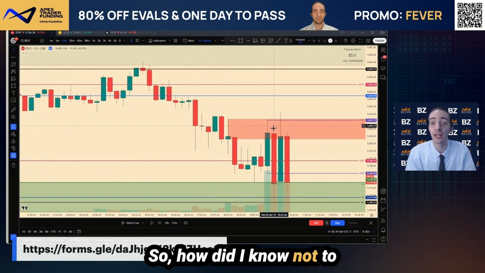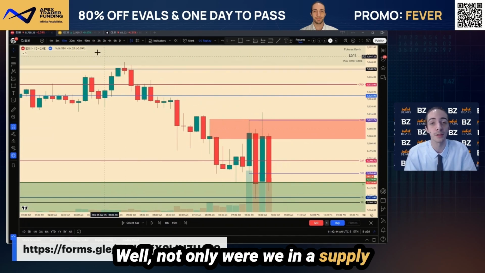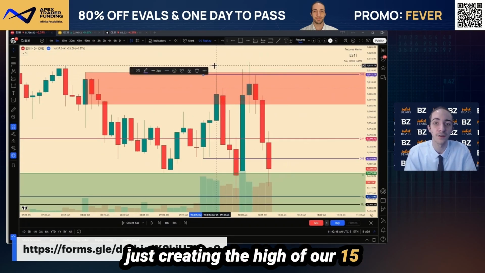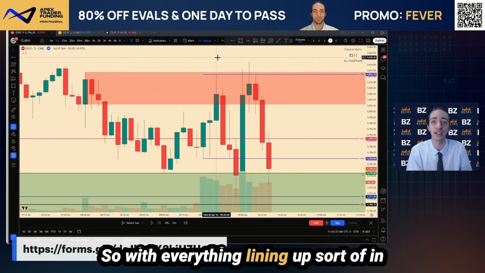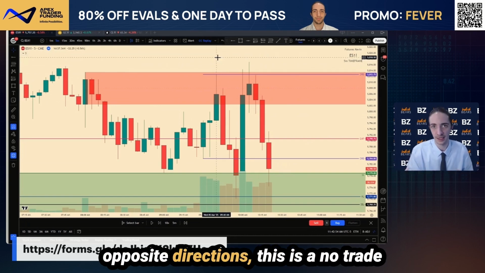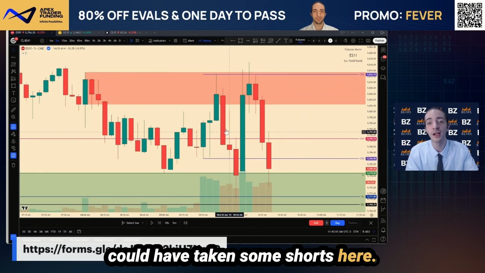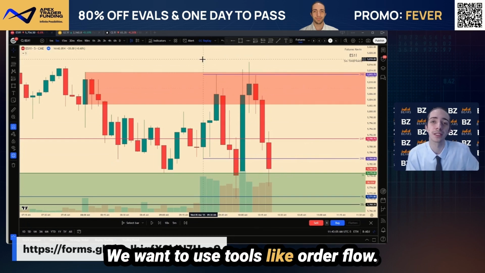So how did I know not to take any longs at this point? Well, not only were we in a supply zone, but at that point too, we were just creating the high of our 15-minute opening range breakout. So with everything lining up sort of in opposite directions, this is a no trade zone. Even though, yes, possibly we could have taken some shorts here, we really don't want to be guessing when it comes to the market. We want to use tools like order flow.